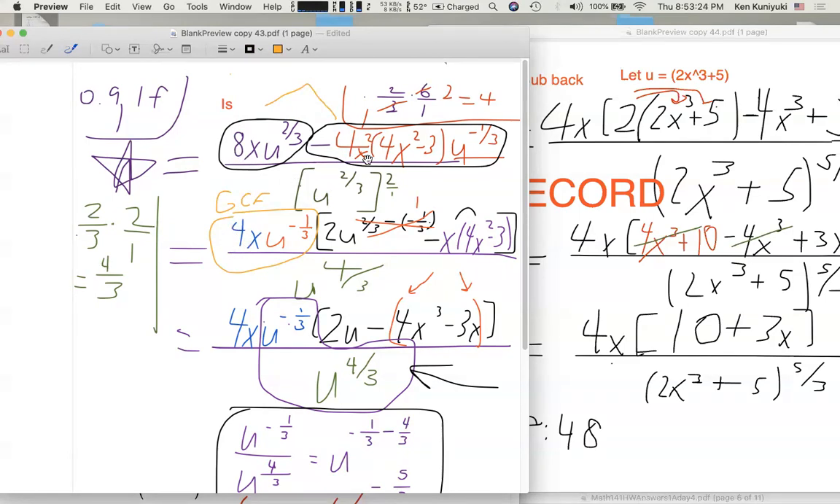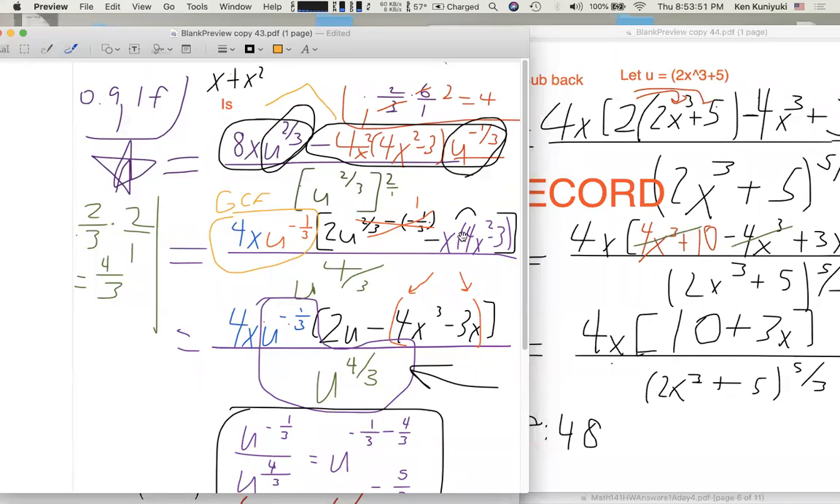x versus x squared, we factor out the power of x with the least exponent. That's the x. In basic algebra, if you had x plus x squared, it would make sense to factor out the x, right? So we factor out the x. Now this is the hard part. We have u to the 2/3, and we have u to the negative 1/3.